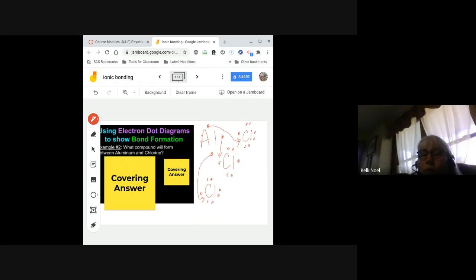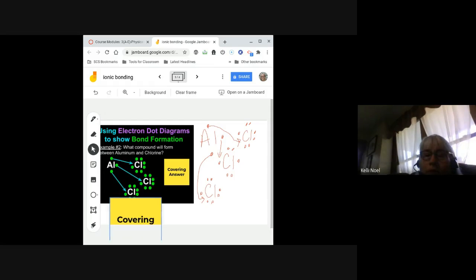So when I go to write the formula this time, I only have 1 aluminum, but I have 3 chlorines. So I don't write it 3 times. I'm going to put a little 3 right there. So that is its formula.